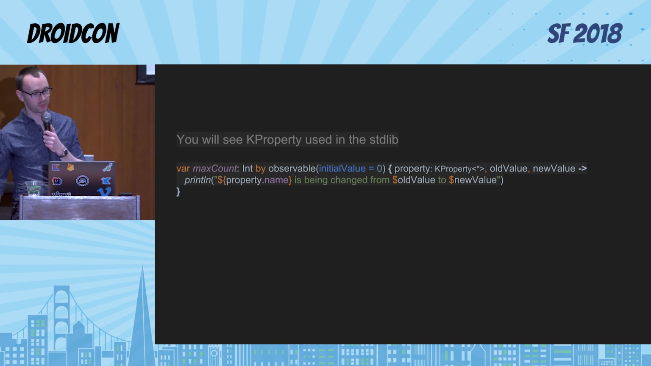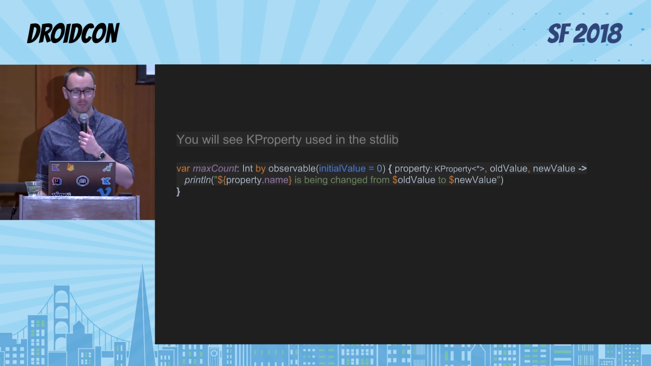So winding back to the very start of the talk, the observable delegate, we said the second parameter you pass to it is this lambda. We sort of glossed over the fact that the first thing in that lambda you get is a property, and then the next ones are the old value and the new value. So the property is actually of type KProperty, and that's what let us do things like print the property name within that lambda body.